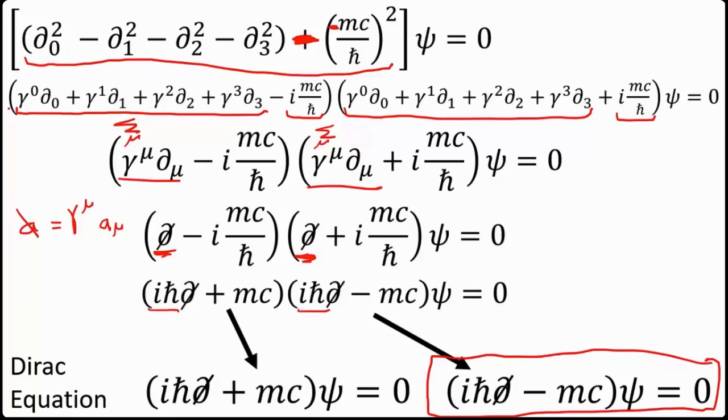Okay. So that's basically the standard derivation of the Dirac equation, which if you've been following the book, you've probably seen something like that. Did anyone have any questions?